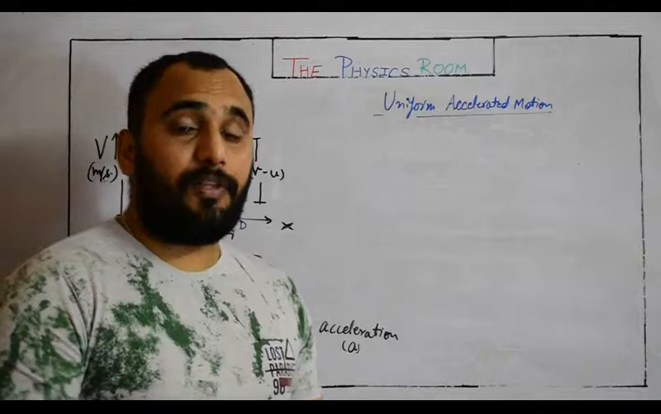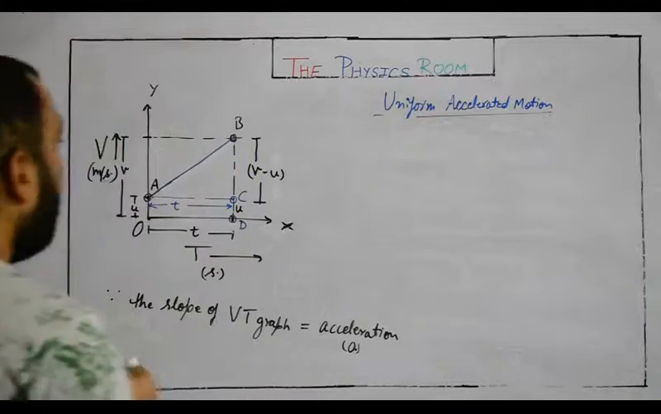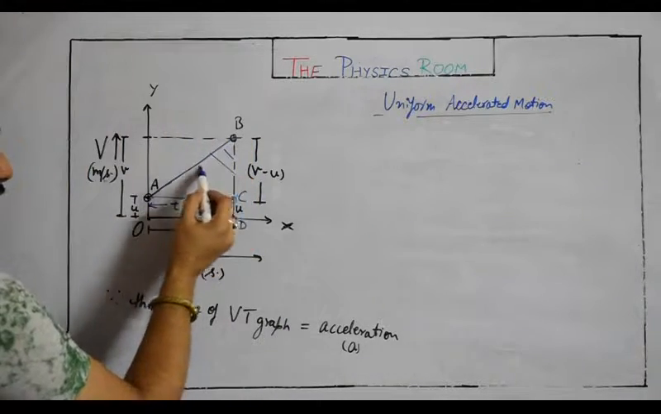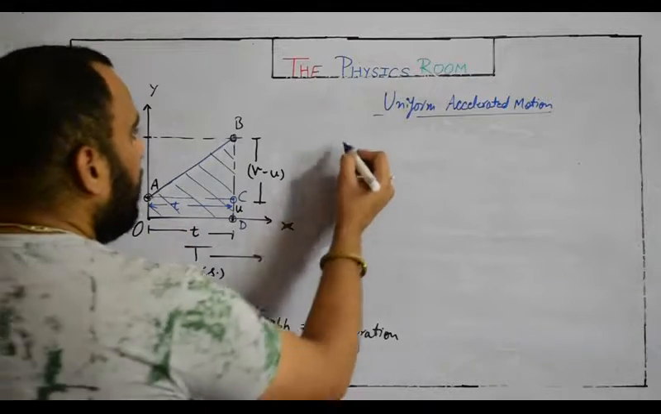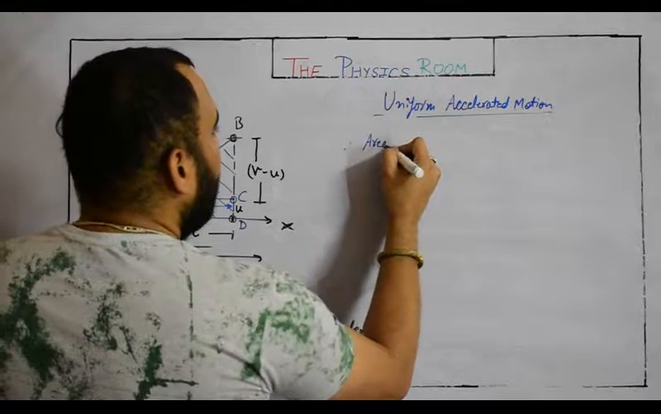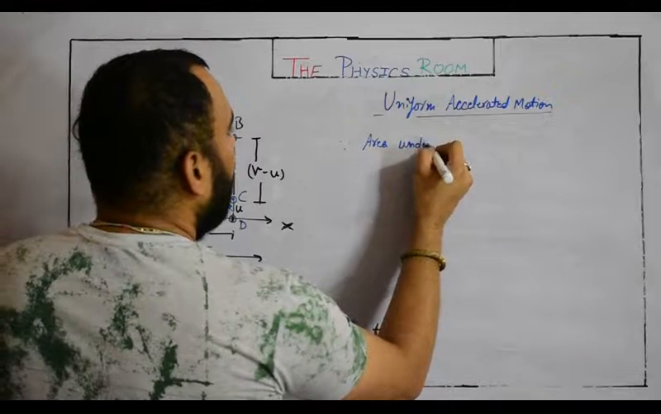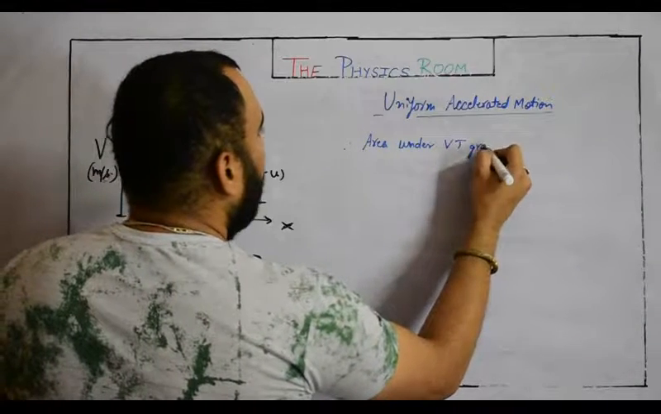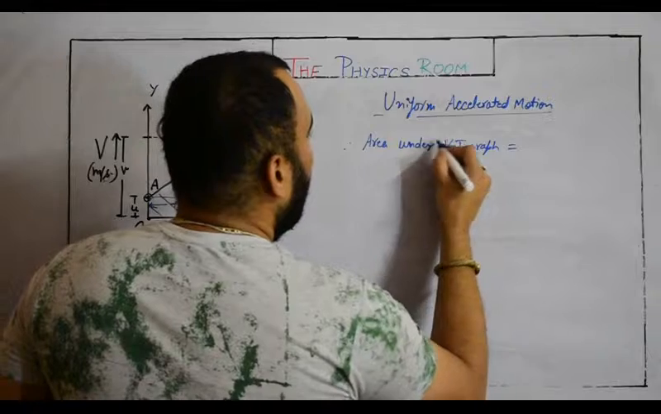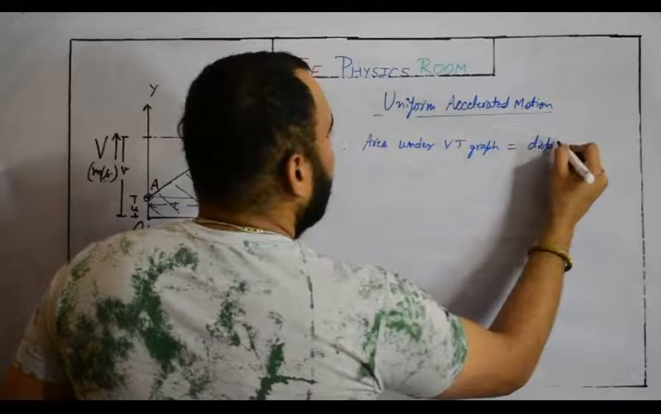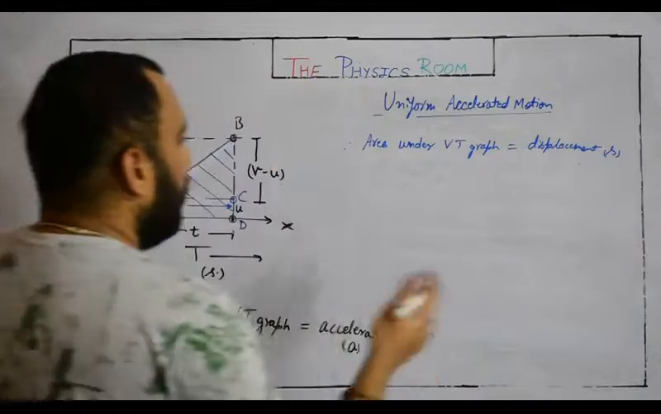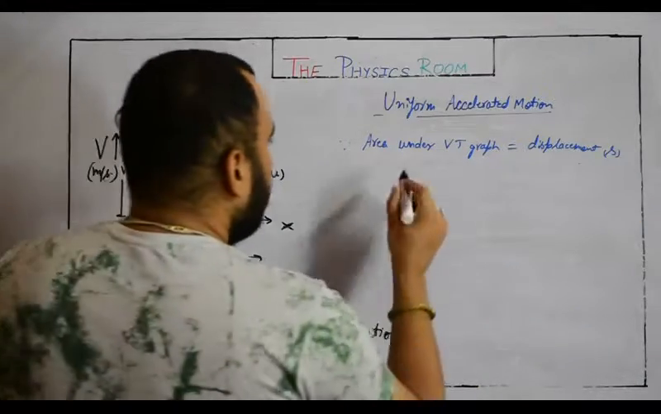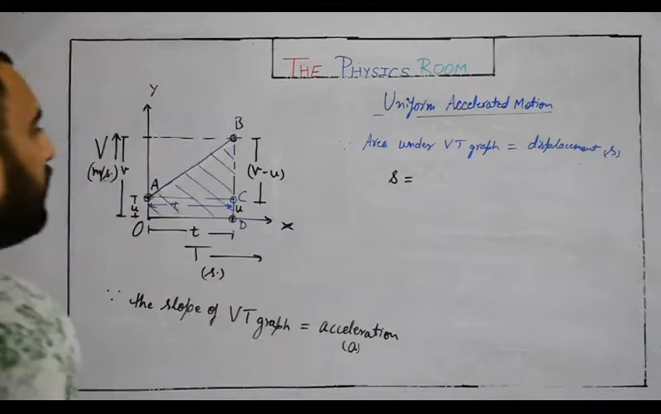Area under the VT graph gives you the value of displacement. The area under line AB will give you the value of displacement. We know it very well. Since the area under the VT graph gives you the value of displacement S, we can use this. So S would be, we need to find out the area.